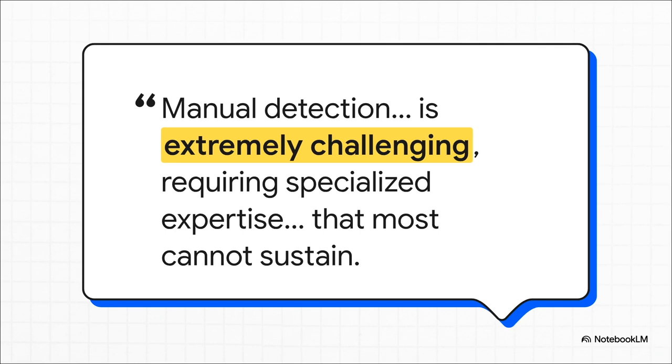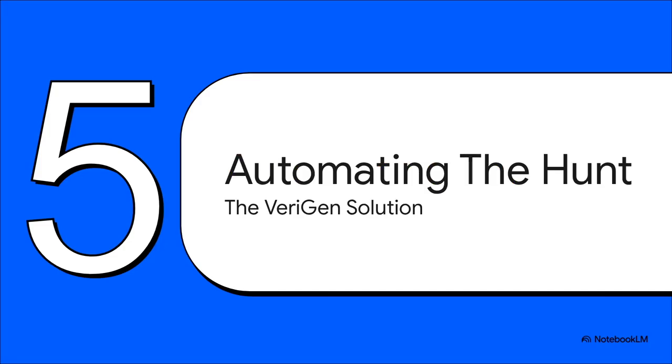But here's the catch. This quote right here really nails the problem. Doing all of that stuff manually, it's incredibly hard. It takes specialized experts and a ton of time that, let's be honest, most organizations just don't have. It's not a sustainable plan. So if hunting for these things by hand is off the table, what's the answer? Well, it's automation. And this is where a new generation of automated red teaming platforms comes into play.